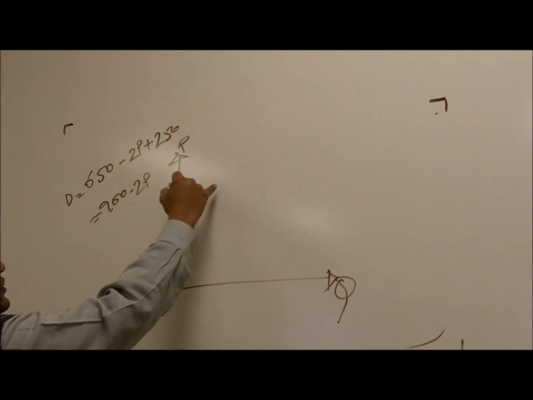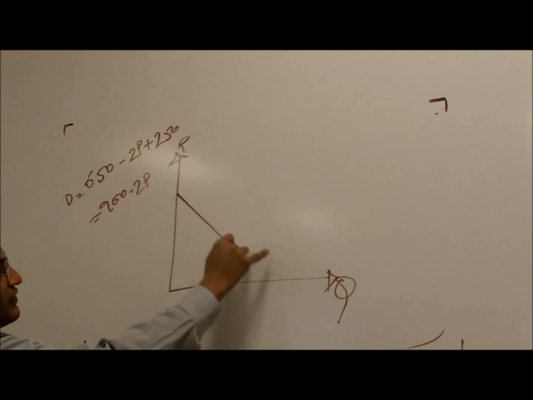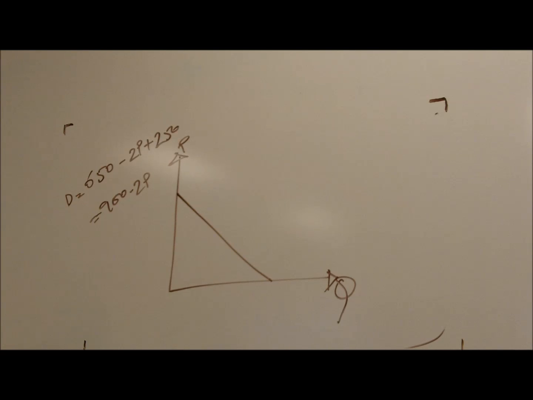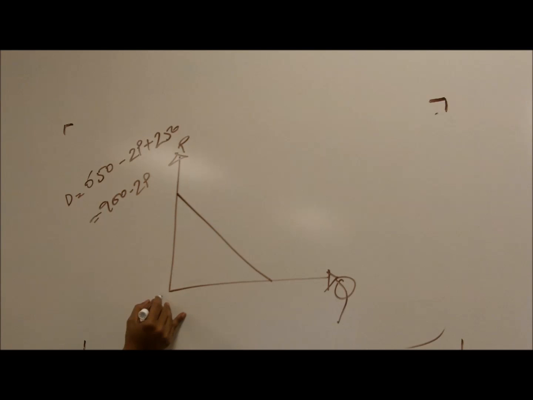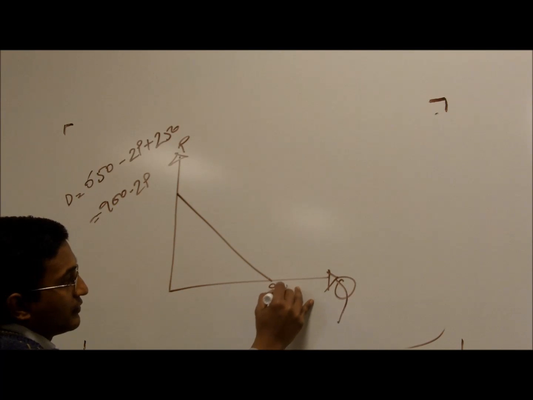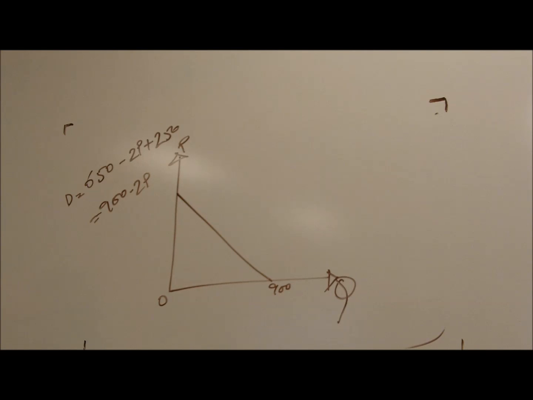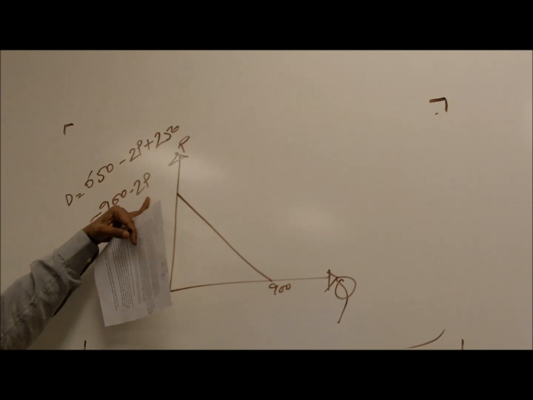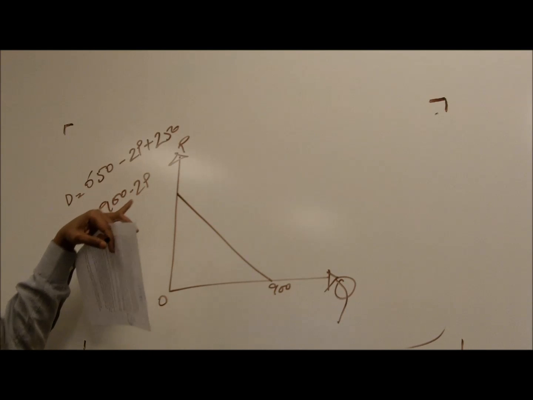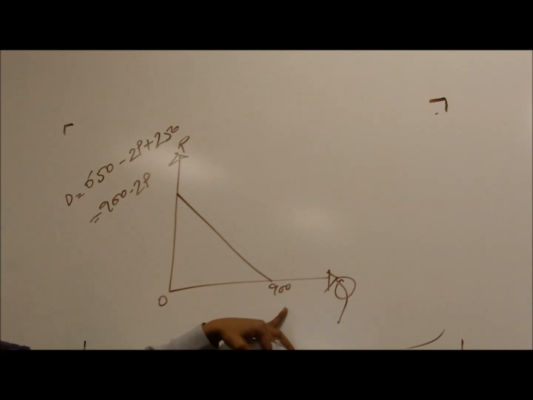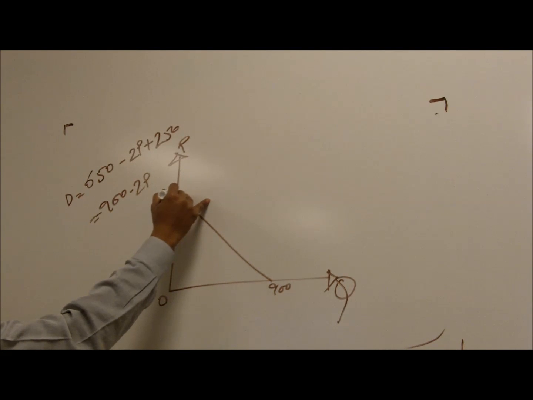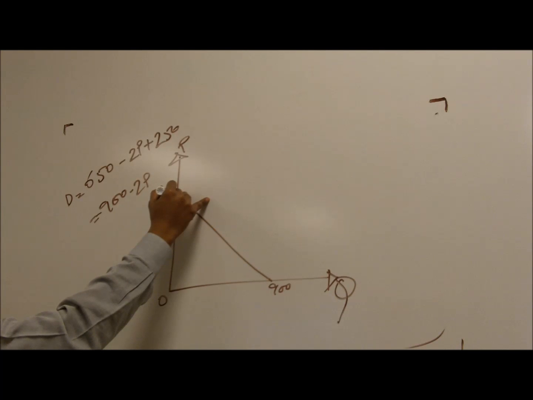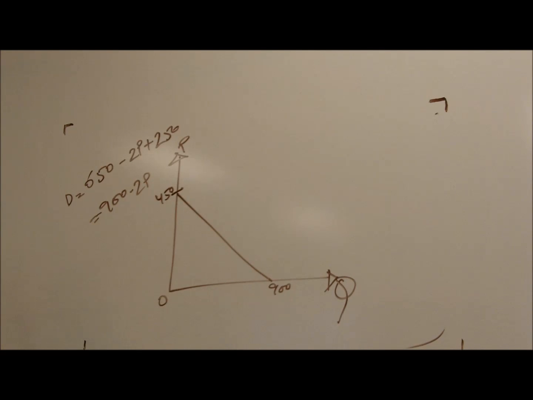But if we draw this graph roughly, then for 0 price, what will be the demand? 900. If the price is 0, if we plug 0 in it, then we find that demand is 900, right? And here for 0 demand, price should be 450. At $450 price, there will be no demand.